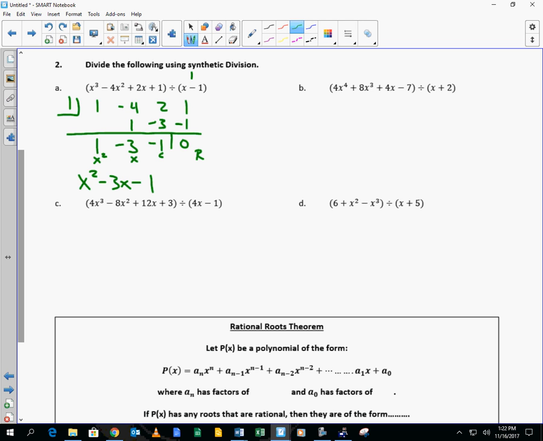Now, sometimes people wonder, how do we know what degree we're going to come up with? Well, think about it for a second, folks. You're taking an x to the third, and you're dividing by an x. So we're going to come up with x squared.